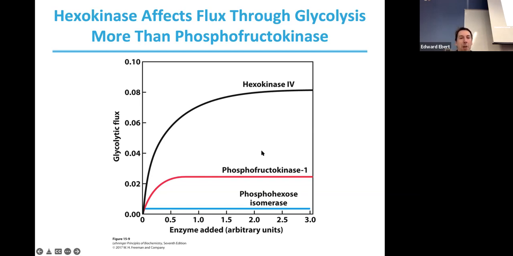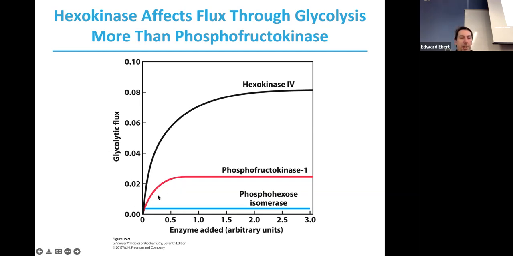All right. The other thing on this chart that's important is that hexokinase has a big effect on glycolytic flux, phosphofructokinase has a smaller but significant effect, and phosphohexose isomerase has pretty much no effect. If you recall, phosphohexose isomerase is one of those other 7 enzymes in the glycolytic pathway, but it's reversible, so it just goes either way. That's why it's not a target of regulation, because it'll go either way depending on the concentrations of products and substrate for it.